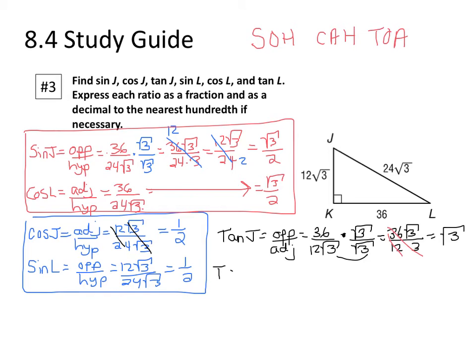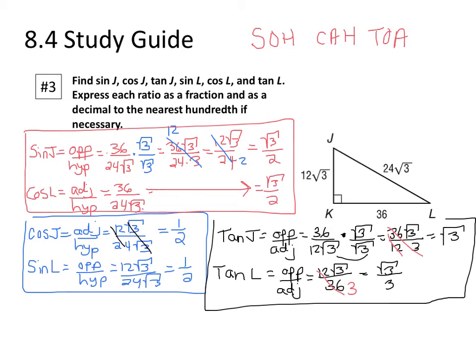And finally, the tangent of the other acute angle, L, is going to be the opposite over the adjacent. And the opposite for angle L is 12 square roots of 3, and the adjacent for angle L is 36. And we can simplify that to square root of 3 over 3. And it may not be obvious, but these are reciprocals of each other. If I put 1 over the square root of 3 and then rationalize that number, I would end up with exactly square root of 3 over 3.